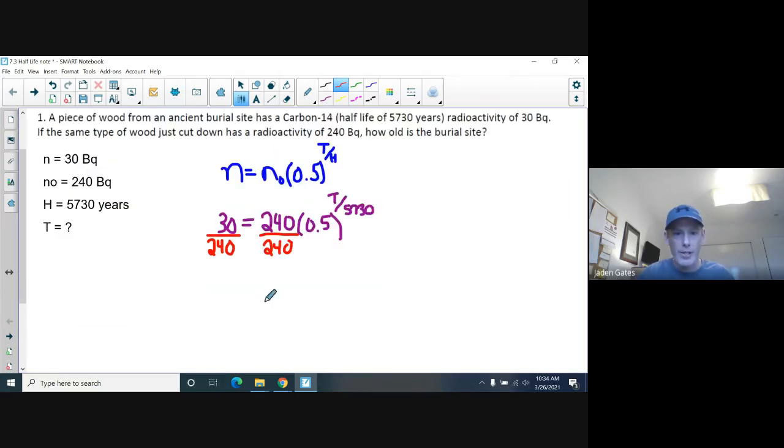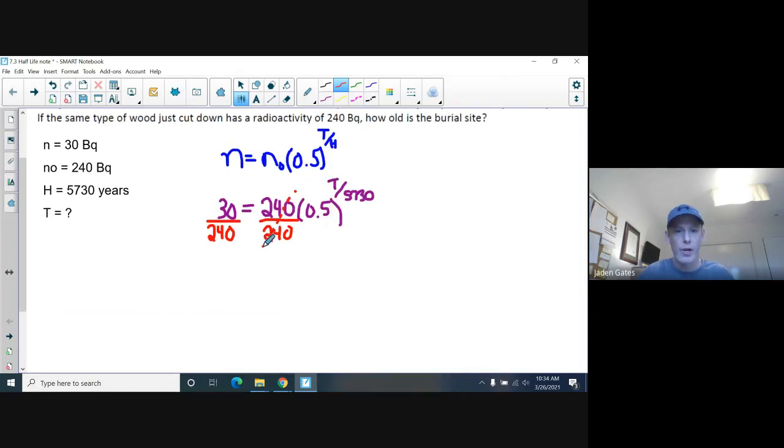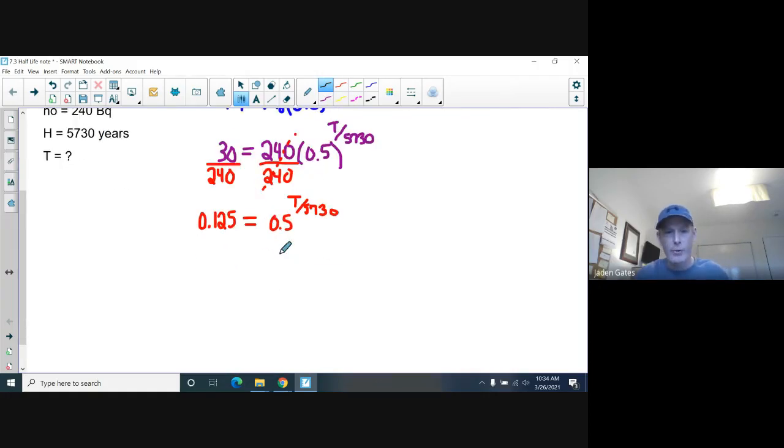All right, so now what happens is these 240s divide each other out. Now, 30 divided by 240 is 0.125. All right, but now on this side, what I have is 0.5 to the power of T divided by 5,730. Now, this is a situation that we looked at solving, maybe not with decimals, but we looked at using the log function.